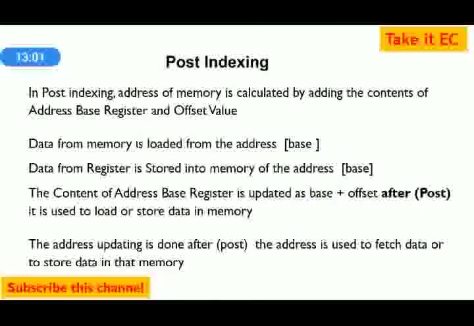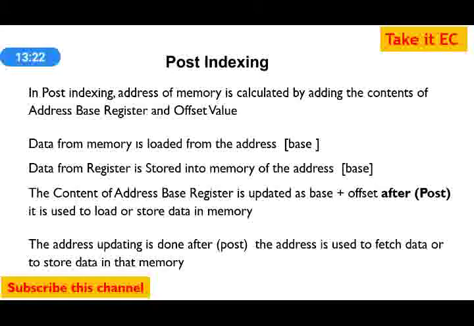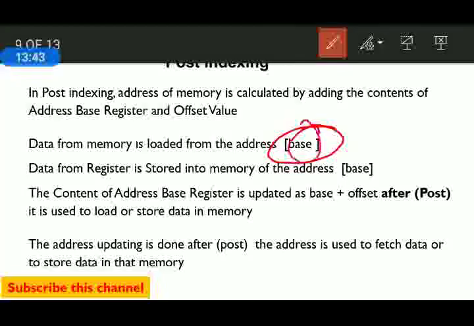Post-indexing addressing method. Here, in this case, address of memory is calculated by adding the contents of address base register and offset value. Okay, so here also effective address is calculated, but here note that this updating of the address register is done by adding the address base register and offset value after the use of that address base register to load the data from the memory or to store the data into the memory. So the effective address is taken as from the base address base register only. Okay, that is, data from memory is loaded from the address of base. Okay, so this base is nothing but a base address register.